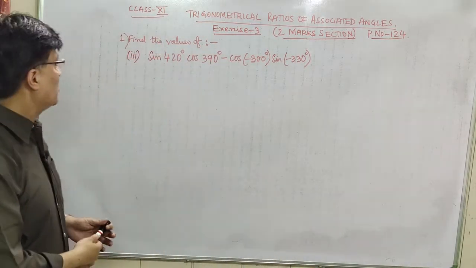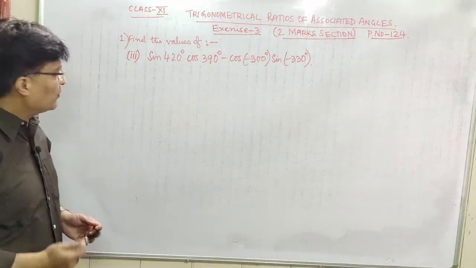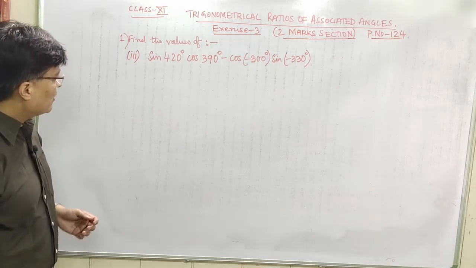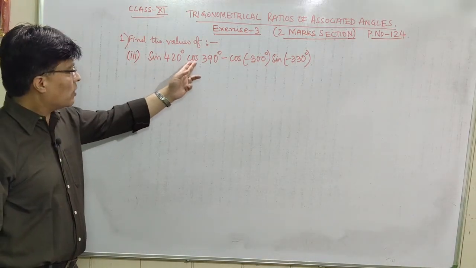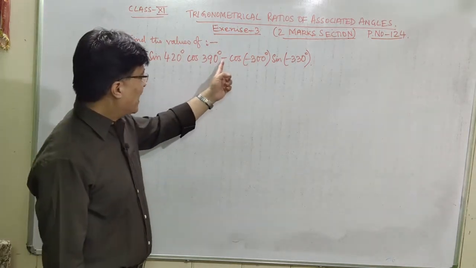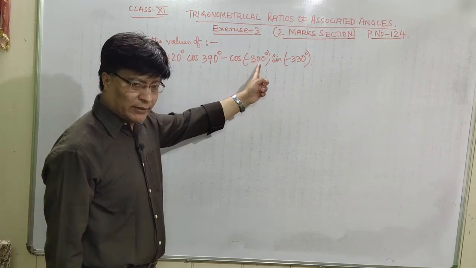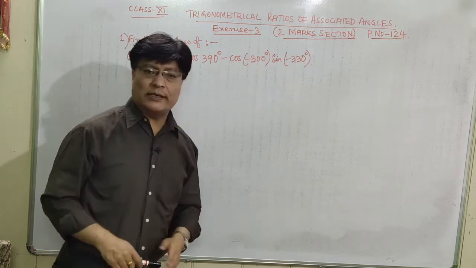So now we'll do the next question, that is question number 3 of number 1. You have to find out the value of this expression: sine 420 degree cos 390 degree minus cos of minus 300 degree into sine of minus 330 degree.